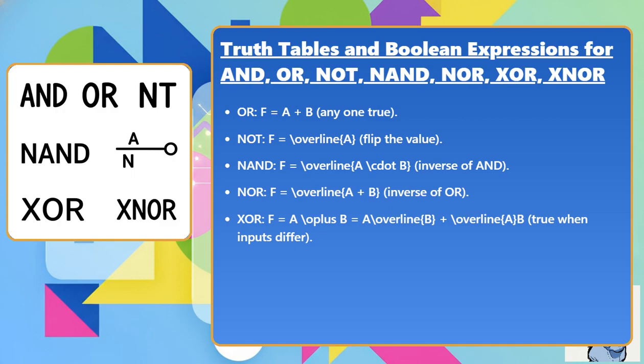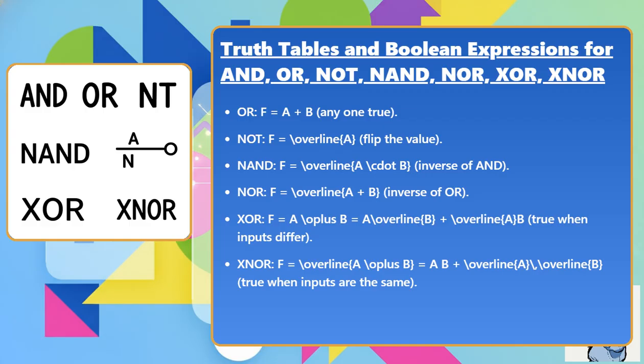XOR: F equals A exclusive-or B, which equals A not-B plus not-A B, true when inputs differ. XNOR: F equals not (A exclusive-or B), which equals A B plus not-A not-B, true when inputs are the same. These expressions let us treat gates algebraically, just like numbers.